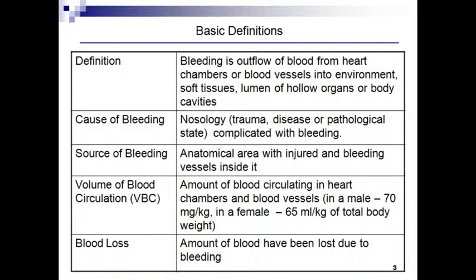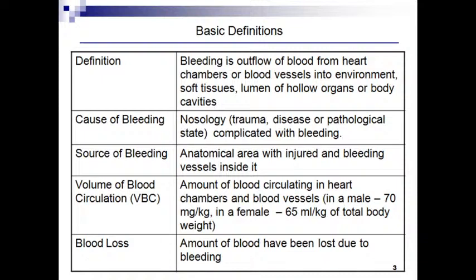How to calculate the volume is very easy. In male, coefficient 70 milliliters per kilogram of total body weight. In female, 65 milliliters per kilogram per each kilogram of total body weight. You should multiply. In male, you should multiply 70 to weight of body of your patient. In female, you should multiply 65 ml to total body weight of female patient.